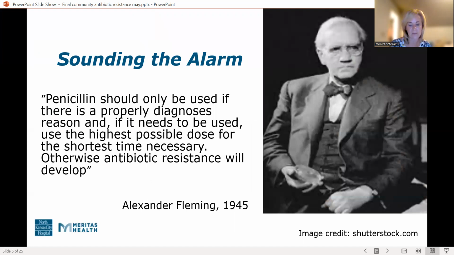But sadly, Dr. Fleming sounded the alarm in 1945, for he already could foresee that with the misuse and overuse of penicillin when it wasn't needed, this would be a problem and promote the selection of bacteria that were resistant. The first case of penicillin resistance was observed in 1948, 20 years after his discovery of penicillin.